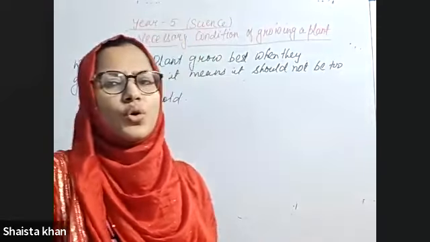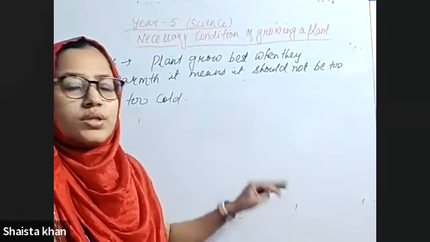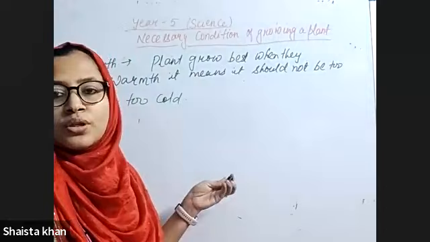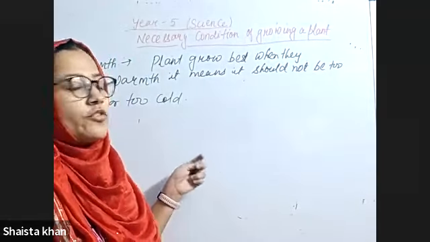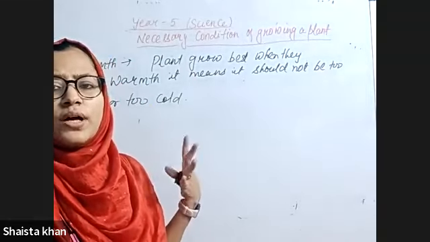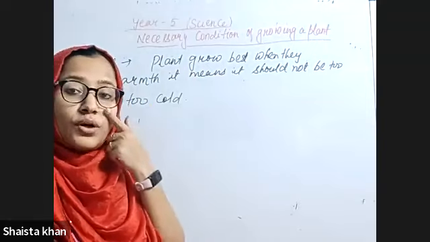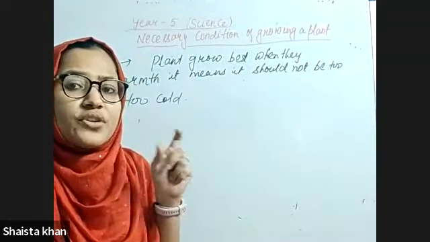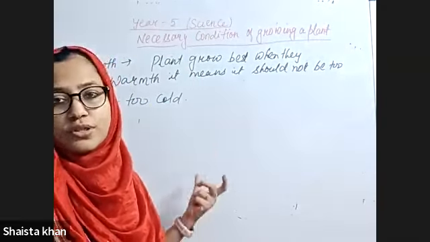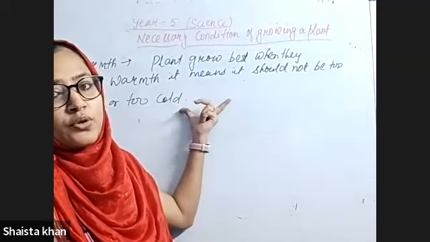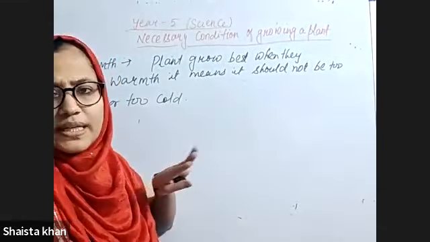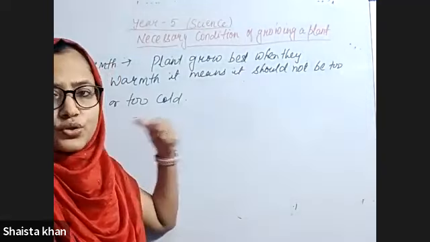Because if there is a too cold condition, if the temperature is too low or the weather is too cold, plants cannot grow well. And if the weather is too hot, the stem and the leaves will dry up. Why dry up? Because the rate of transpiration will increase and the plant will not absorb enough water. That's why the plant cannot grow in harsh conditions. That's why warmth is important. Warmth means a moderate condition, not too hot, not too cold.